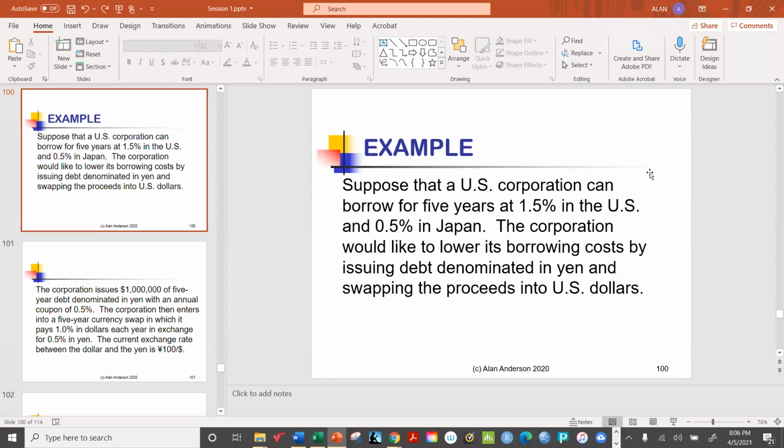Okay, suppose we're borrowing the money to pay for an expansion of our business. We need dollars. We can't spend yen in the United States. So we'll borrow the yen in Japan, but then we'll immediately convert them back into dollars. And so what we're trying to do is reduce our borrowing costs by paying 0.5% in yen rather than 1.5% in dollars.